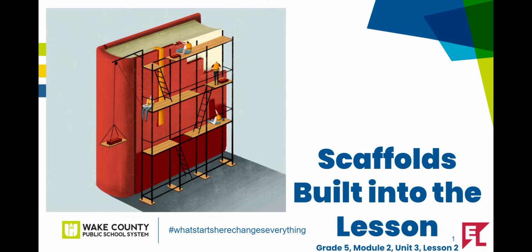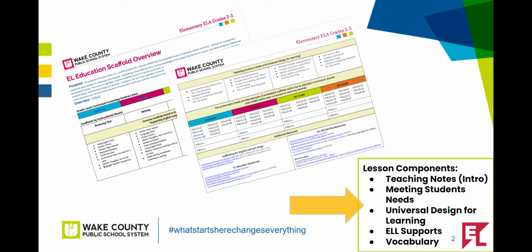Throughout this learning opportunity, we'll focus on examples of scaffolds that already exist within EL Education lessons using Lesson 2 from Grade 5, Module 2, Unit 3. An EL Education Scaffold Overview document for elementary ELA grades 2 through 5 can be found in Learning Central under the appendix within each grade level module and in the teacher planning tools for your grade level curriculum. Please refer to this document for additional supports as you plan.